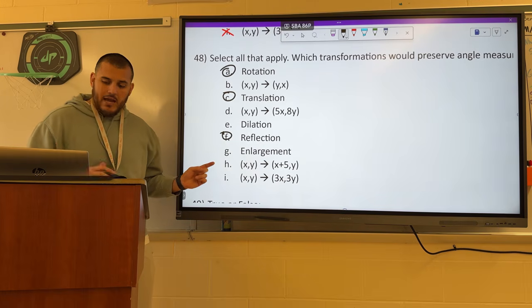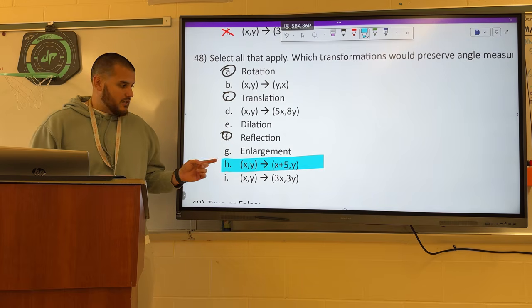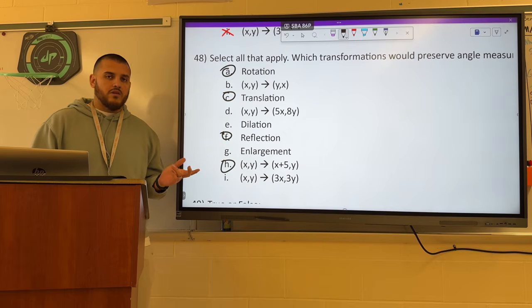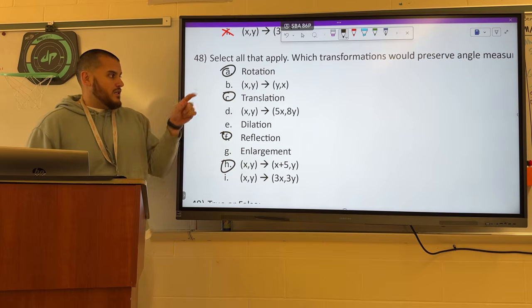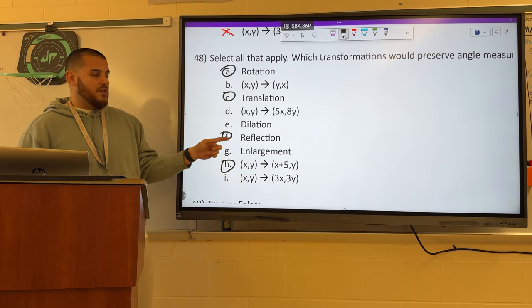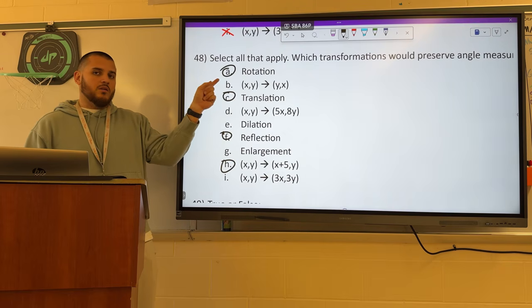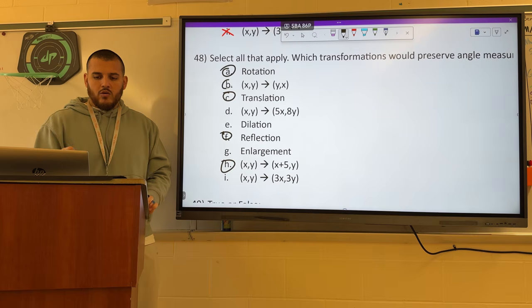Remember, we talked about how some of these function notations were also these types of transformations. Like this one right here is a translation of just 5 to the right. Again, translations create congruent figures, including congruent angles. Angle measures are preserved. We talked about how option B was just a reflection over the line y equals x. That does not make the shape any bigger or smaller, doesn't change the angles. That will preserve angle measure.